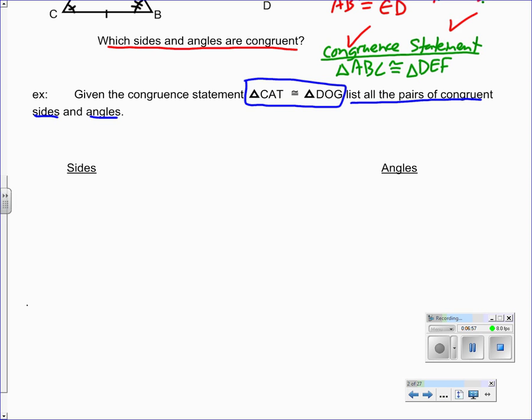So start with the sides. Sides are segments, so to name a segment we use 2 points. We use the endpoints. So the first side from the first triangle would be side CA. Right, and we're going to match the order. So CA is the first two, 1 and 2. So we use 1 and 2 from the second triangle, DO.